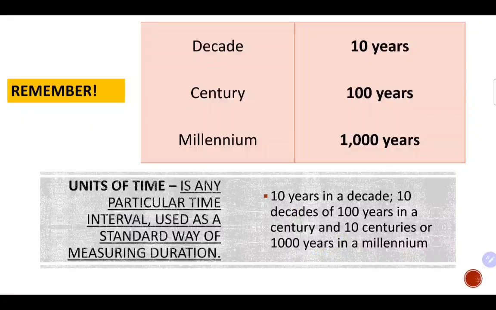This is the units of time. When you say units of time, it is any particular time or interval used as a standard way of measuring duration. For example, 10 years in a decade, 10 decades or 100 years in a century, and 10 centuries or 1,000 years in a millennium. So all you have to remember: a decade is equivalent to 10 years, a century is equivalent to 100 years, and a millennium is equivalent to 1,000 years. Simple as that.